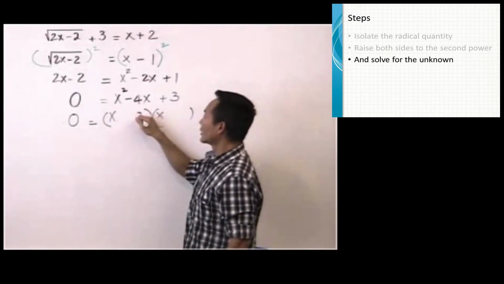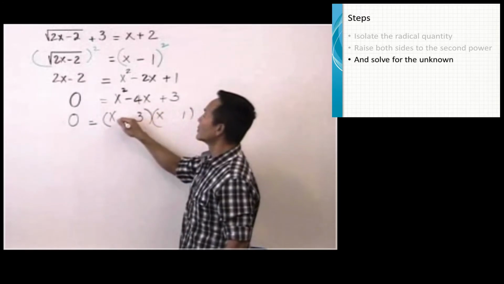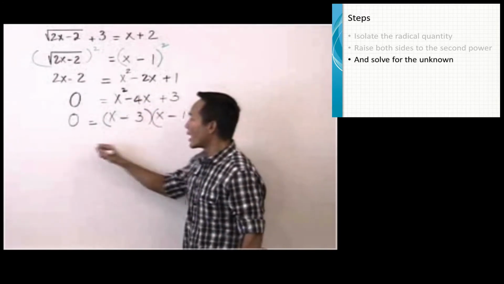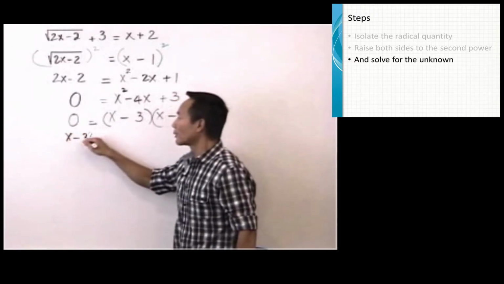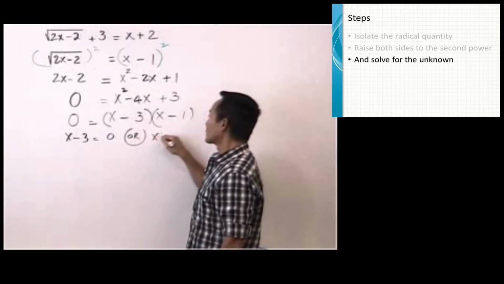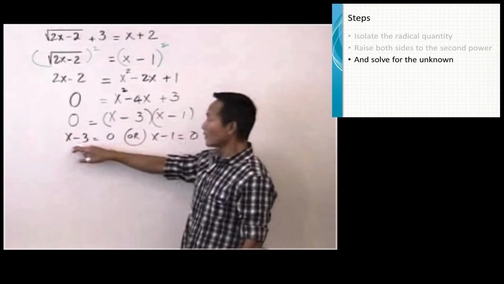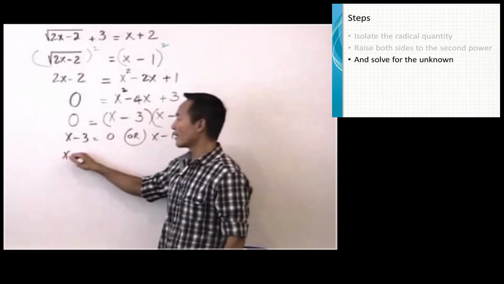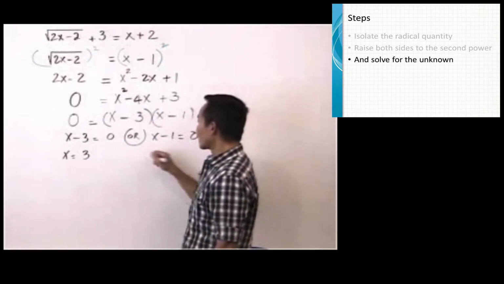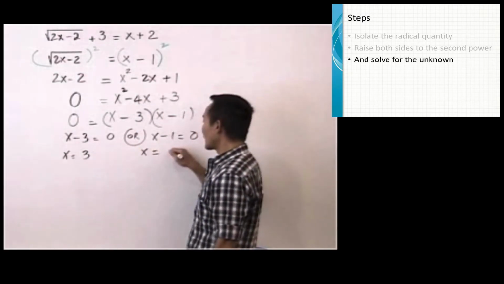x, x, 3, 1, minus 3 times minus 1. And then we say x minus 3 equals 0 or x minus 1 equals 0. And solve for this equation. We have one solution, x equals 3. And solving this one, I have another solution, x equals 1.